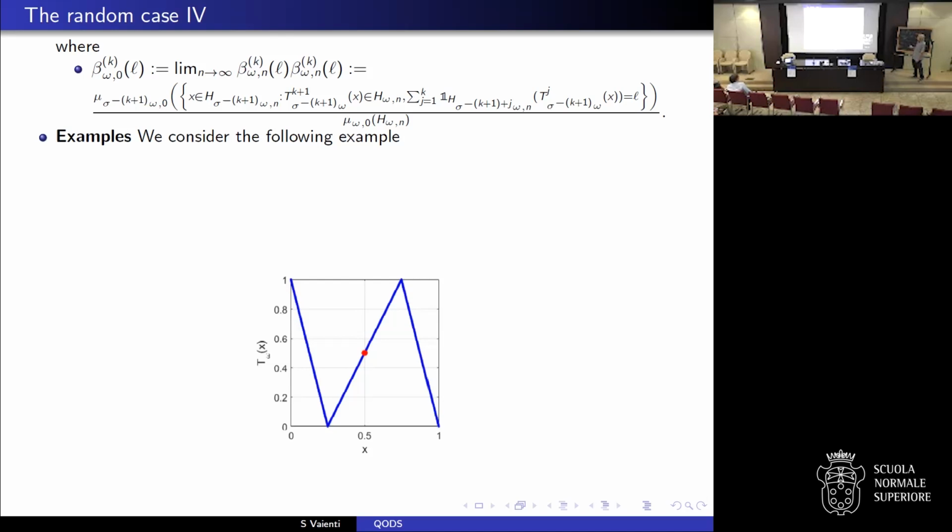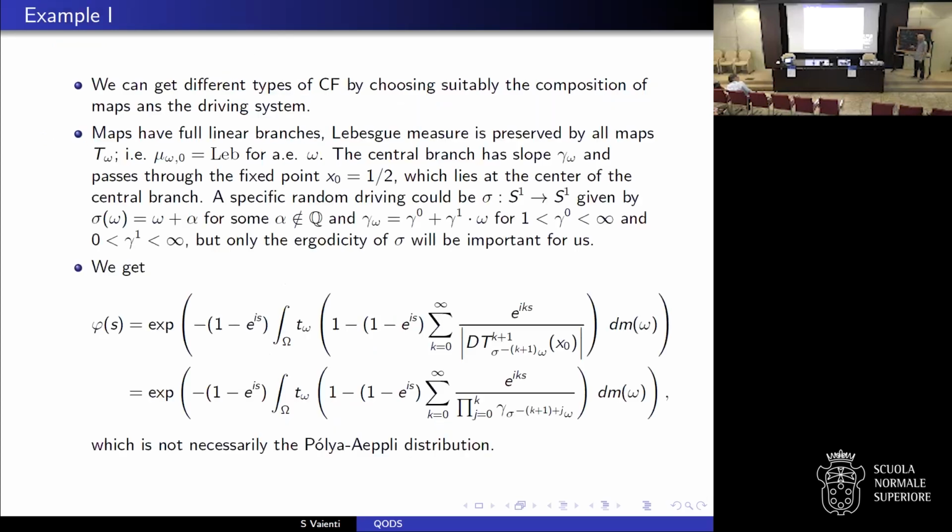And then in the third example, I will take two maps moving with some probability chosen according to a Bernoulli shift. Okay, first example: the maps are chosen as you want, provided the slopes are linear, because we want all the conformal, all the equivariant measure to be Lebesgue to simplify the computation. And the driving is a rotation. For this reason, I introduced the rotation at the beginning. Well, in this case, you get this result.